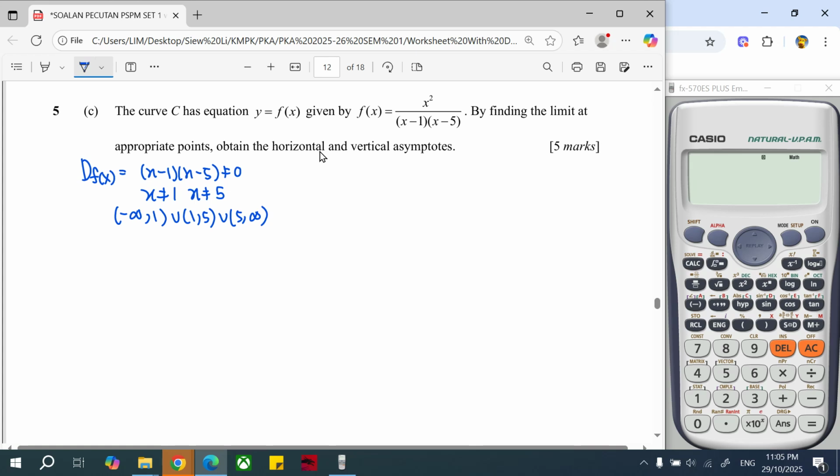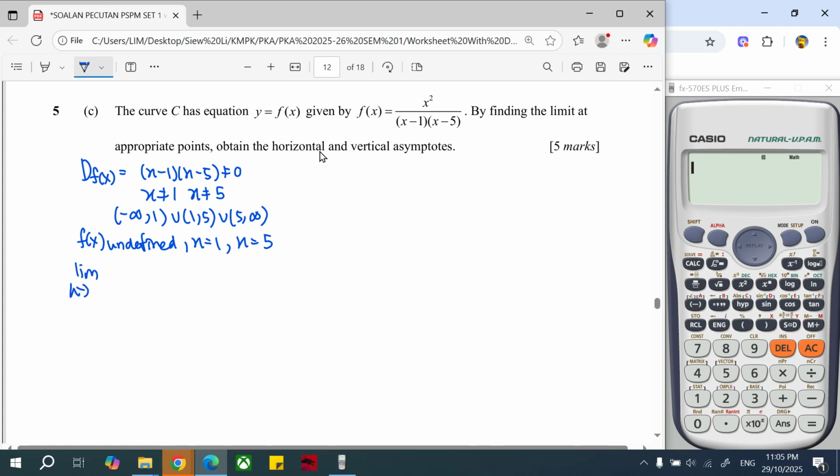So when you want to find the vertical asymptote, your function is undefined at the appropriate point. So what are the appropriate points here? It will be x equals 1 and x equals 5. So where is the point that you want to find the limit for vertical asymptote? Where the graph doesn't exist, where your function is not defined. Alright, so x equals 1 and x equals 5.